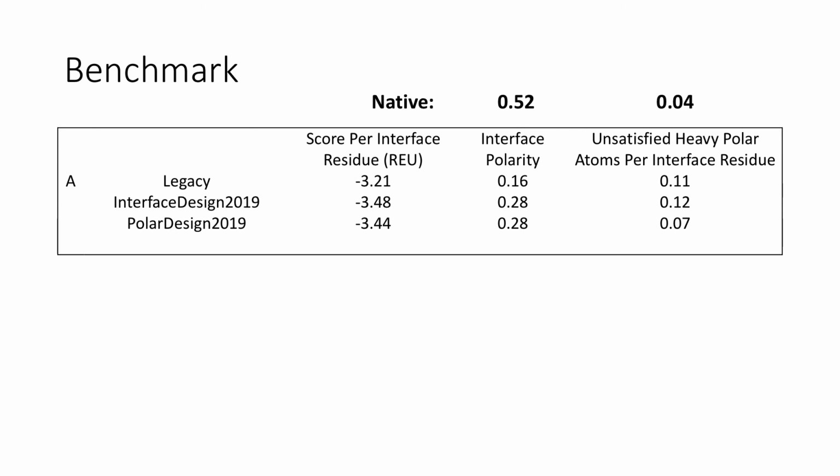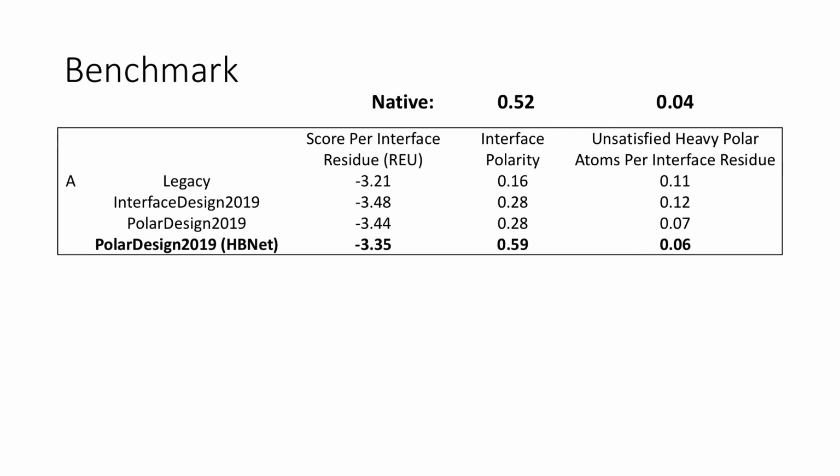So with our next improvement, the amino acid distributions, there's a small hit in the Rosetta score, however, and no change in interface polarity. However, there is an improvement in hydrogen bond satisfaction. So with the same amount of polar residues at the interface, you can satisfy them better.